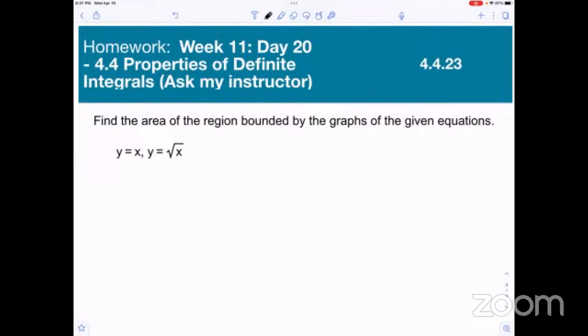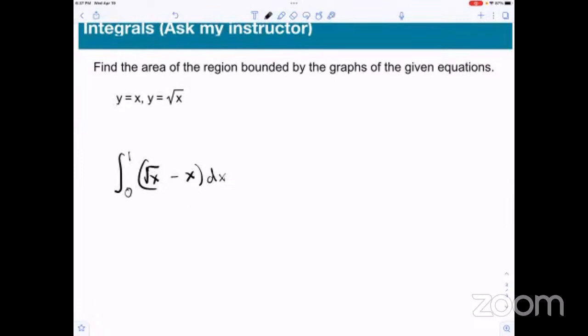So let's try the integral as x goes from 0 to 1. We said square root was above, so we're going to say the square root of x minus x dx. So then this integral, square root of x, that's going to be x to the 1/2, so then it becomes x to the 3/2 over 3/2, minus x squared over 2. We want to evaluate this as x goes from 0 to 1.